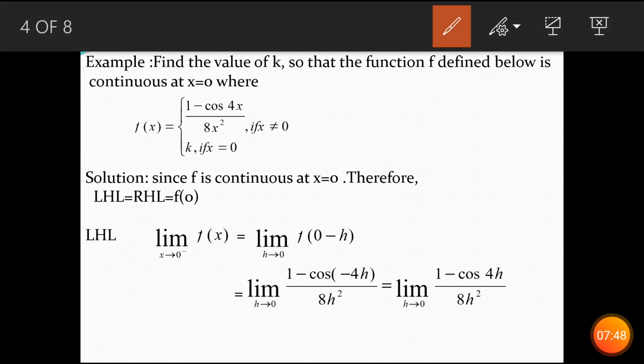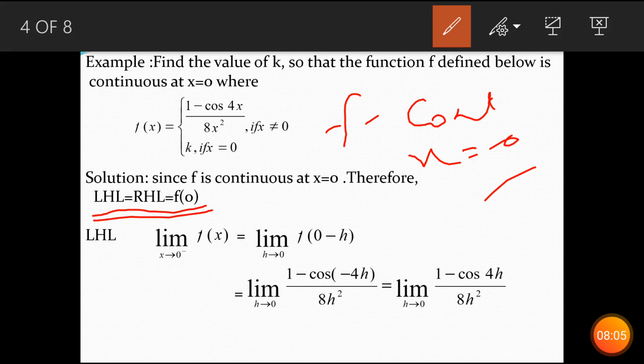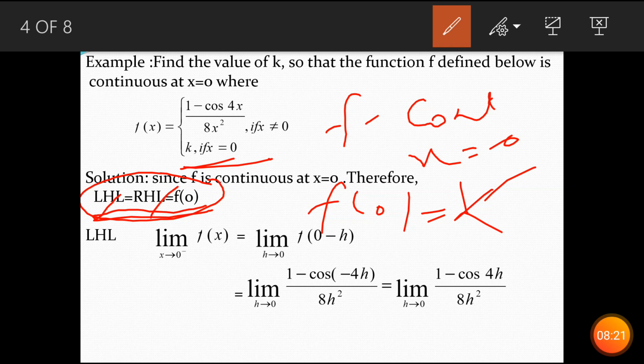They have said in the question that f is continuous at x equals 0. So you know very well, if the function is continuous, then the limit value is equivalent to the function value. So obviously we are going to use this result. Left hand limit equals right hand limit equals function value at 0. And what is the function value at 0? That is given, that is k. So what we are going to do, we will consider this condition. We will calculate one of the limits, RHL or LHL, and we are going to put it equivalent to f(0). Is it clear to you?